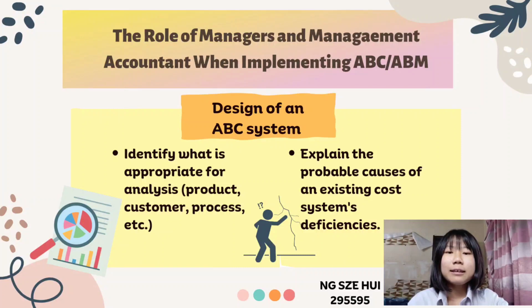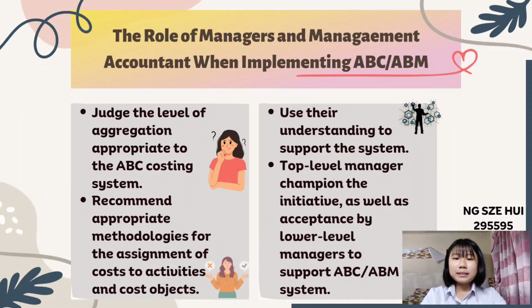They can also identify deficiencies in the existing cost system. Management accountants, based on their skill and training, explain the probable causes behind these deficiencies. Moreover, management accountants use their detailed knowledge of the company's costing information system to judge just the appropriate level of aggregation for the ABC costing system. They assess the level of detail necessary to accurately capture cost information. Next, management accountants leverage their understanding of costing methods to recommend an appropriate methodology for assigning cost to activities and cost objects. They use their expertise to ensure accurate cost allocation.